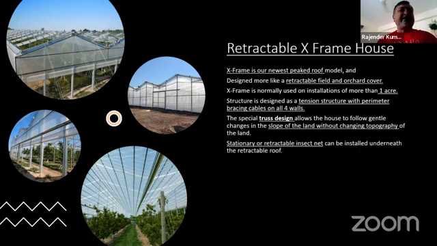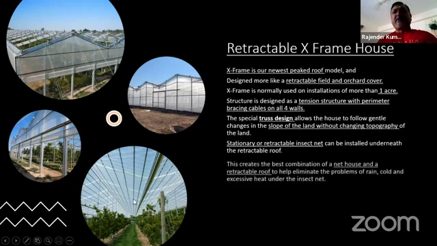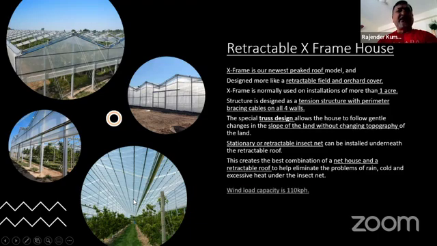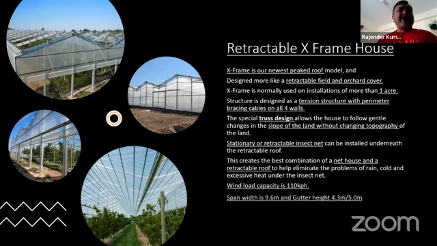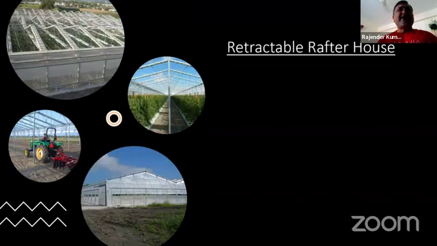So you can put up different layers below this roof. You may put up 2 additional layers or 3 additional layers as per your climate requirement. So you can grow multiple crops. Any crop that you can grow here. So wind load capacity is 110. Span width is normally 9.6.